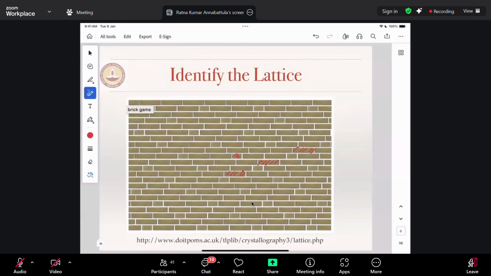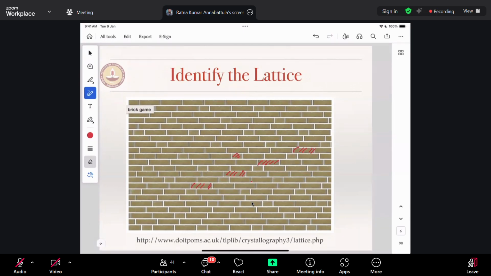Similarly, is this identical? No, sir. That is not. Very good. So you could have identified a different reference point and would have got a different lattice.